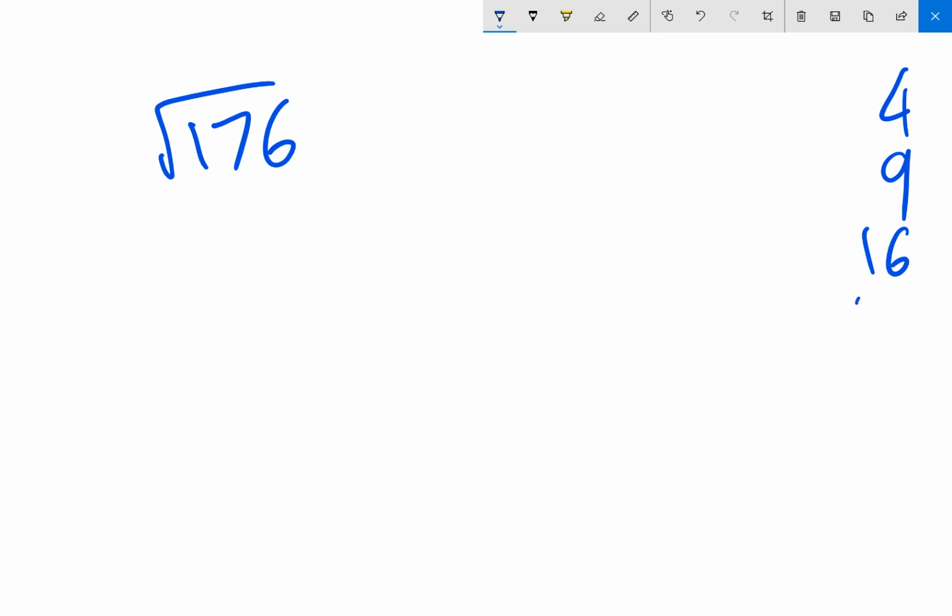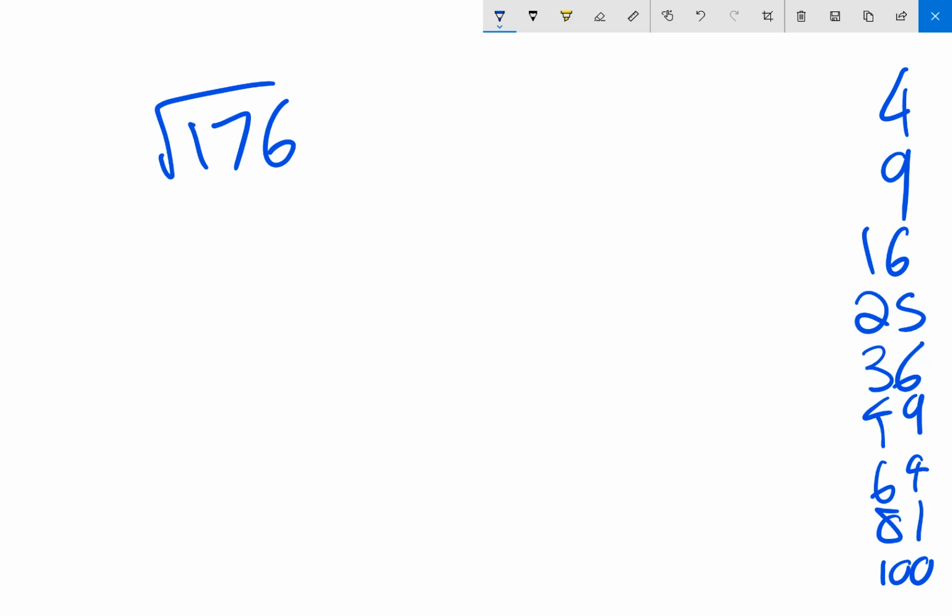Number 6. So we're simplifying the square root of 176. So remember, we're looking for a perfect square that goes into 176. So here's a bunch of perfect squares. I don't think we'll need anything bigger than that. So let's see which one of those will divide into 176. I'm going to start kind of big first and work my way from there.